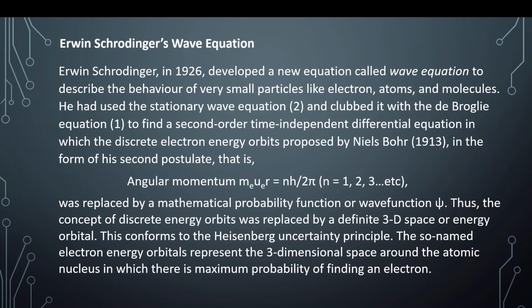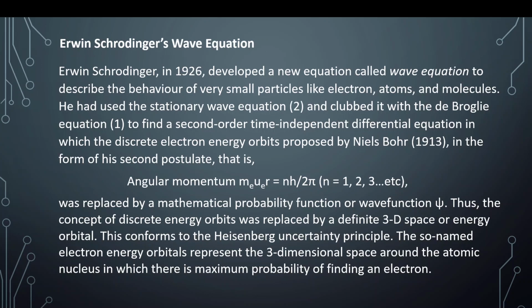in which discrete electron energy orbits proposed by Niels Bohr in 1913 in the form of his second postulate, that is angular momentum mvr equal to nh upon 2 pi, n an integer, was replaced by a mathematical probability function, wave function psi. Thus, the concept of discrete energy orbits as proposed by Niels Bohr was replaced by a definite 3D space or energy orbital.